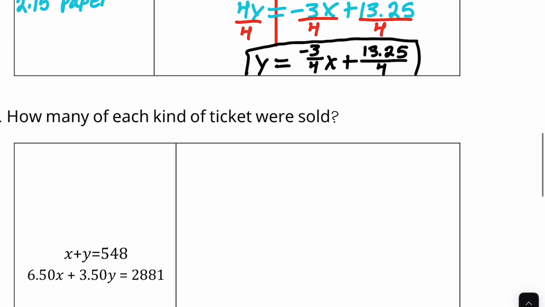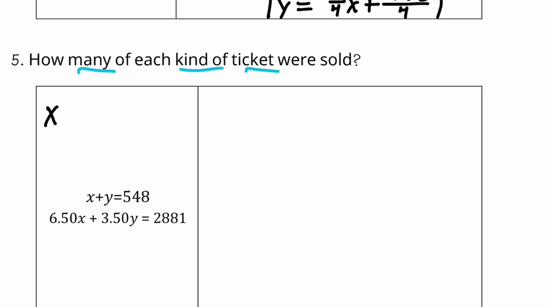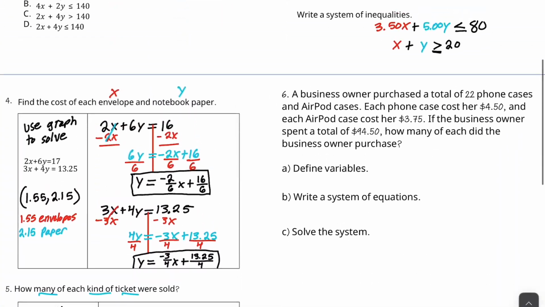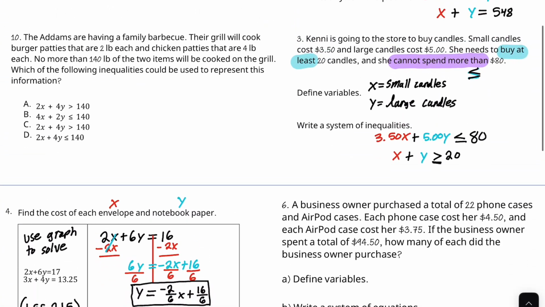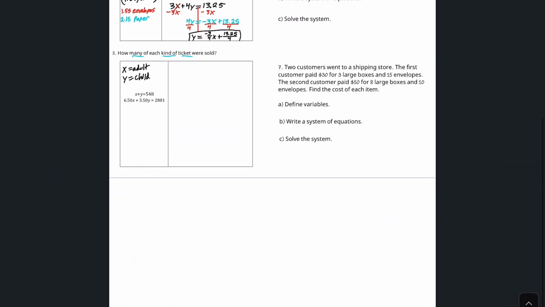All right, let's try another. Here it's asking us how many of each kind of ticket was sold. So again, I want to remind you, X are my adult tickets and Y were my child tickets. Let me double check that real fast. Yep, X was adult, Y was child. Okay.